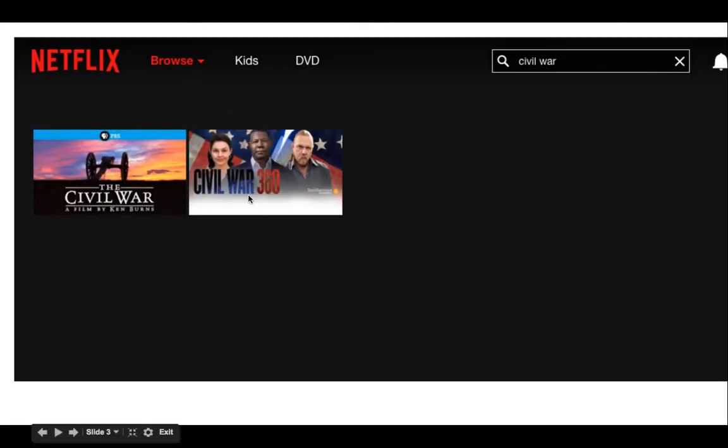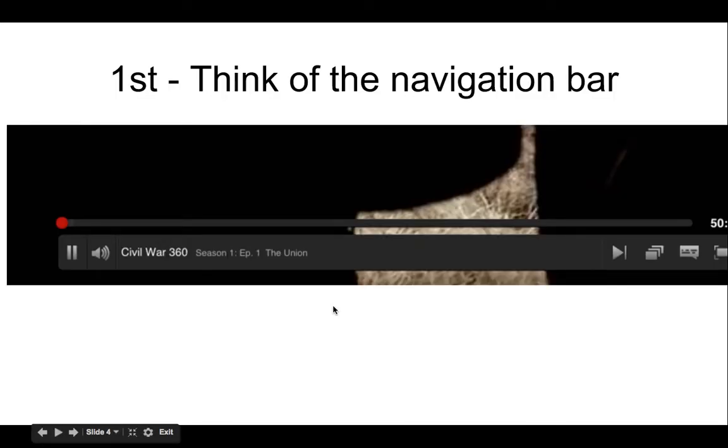So think about, when you watch a video on Netflix, you don't have to just sit straight through it. You don't have to watch commercials, but you do get the opportunity to stop whenever you want to and think about it. You can even rewind and look at it again. It's not even called rewinding anymore, I don't think. So first of all, think of your navigation bar at the bottom of your Netflix.